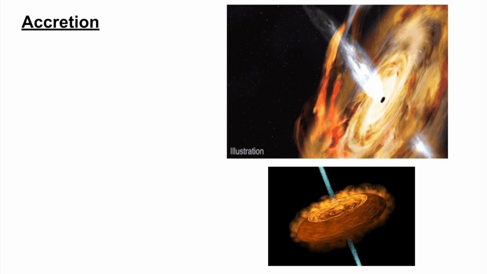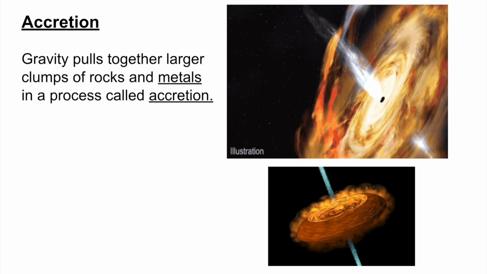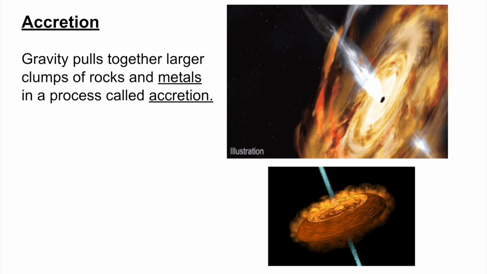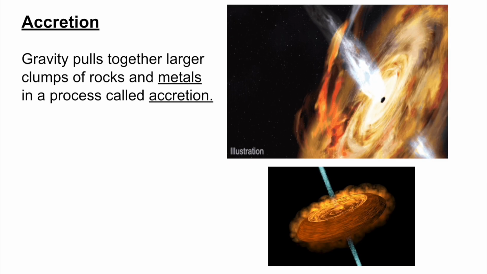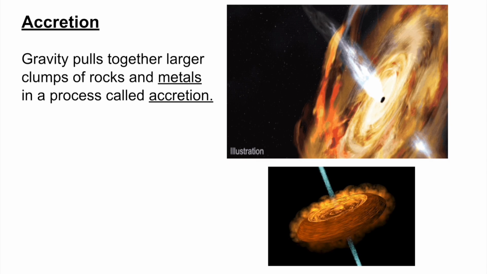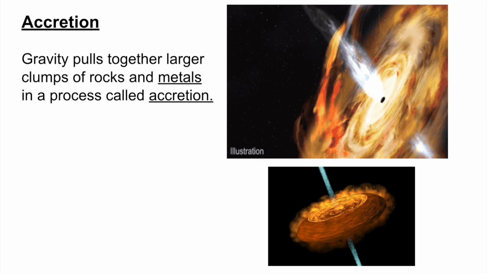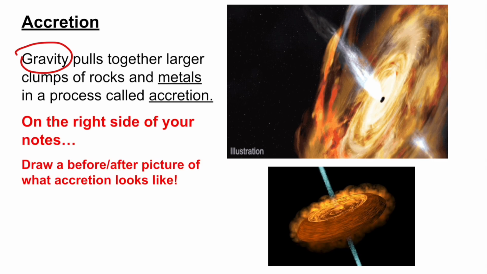Okay, so talking about accretion. We know from our first Explorer activity, when gravity pulls together smaller materials and metals and dust and rocks, that process is called accretion, right? It all comes from gravity.